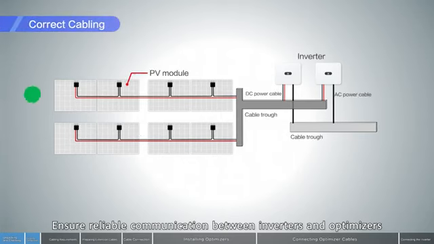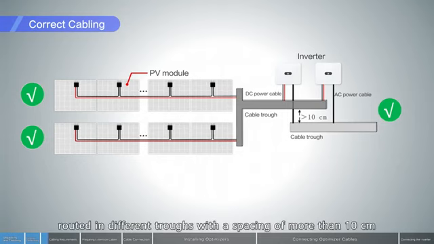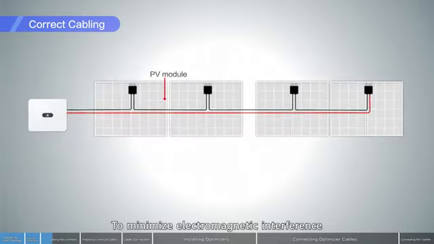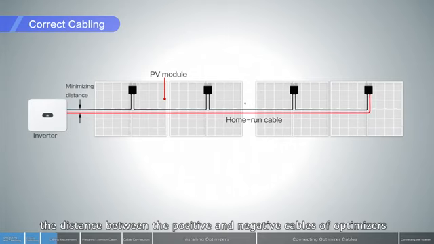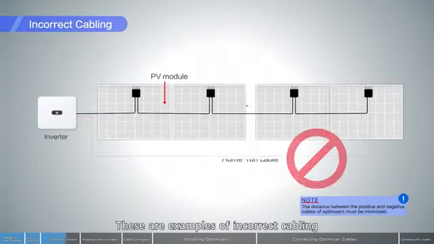Ensure reliable communication between inverters and optimizers. DC power cables and AC power cables must be routed in different troughs with a spacing of more than 10 centimeters to minimize electromagnetic interference. The distance between the positive and negative cables of optimizers must be minimized. These are examples of incorrect cabling.